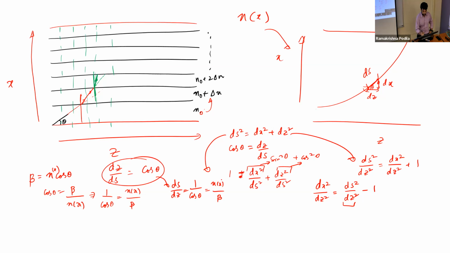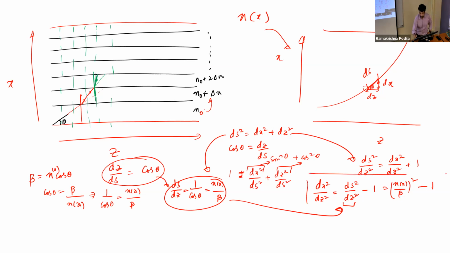Right? And so I can take this and plug it in here. So I would get n of x by beta whole square minus 1. This is the equation that we derived in the last lecture. This is the Ray equation. I'm going to write this equation on the next slide again. So we have dx by dz whole square is equal to n of x by beta whole square minus 1.